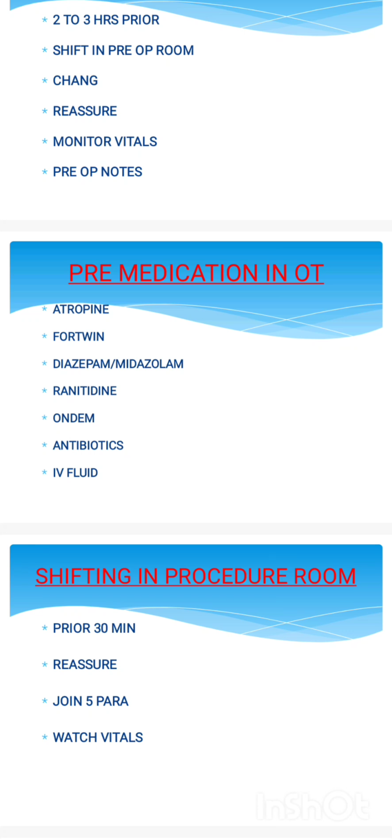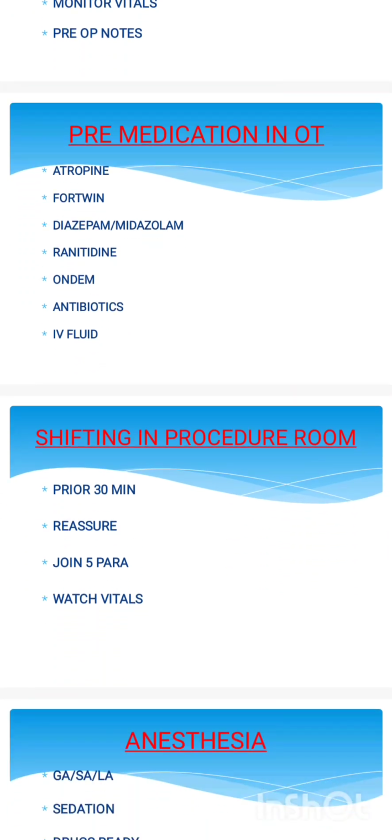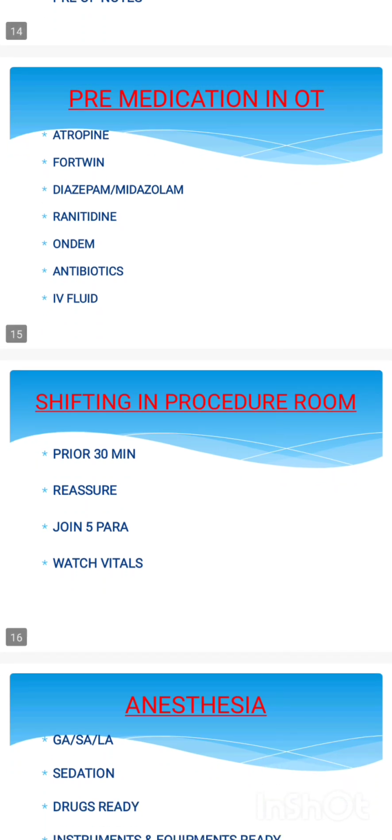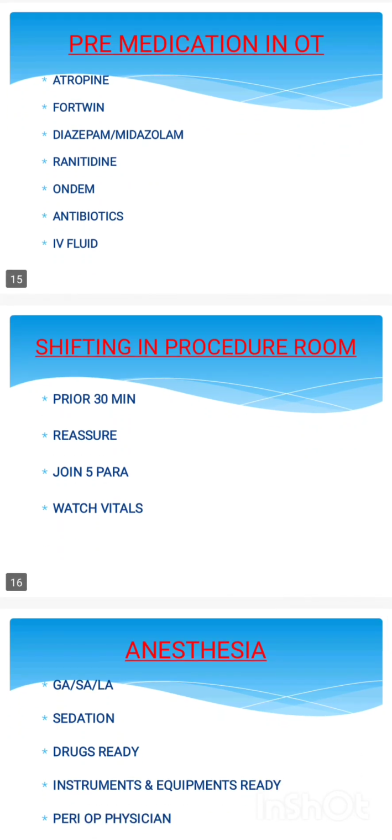IV antibiotic is compulsory for every patient before operation to prevent infection. IV fluid should be given to the patient as the patient is fasting. So to start with, glucose should be given, and in the operation theatre either glucose or IV RL should be given as per procedure or anesthesia. Now the patient should be shifted to the actual procedure room 20 to 30 minutes before.